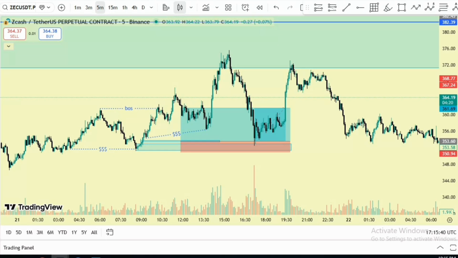So in the next video I will use the same steps, the same strategy on a live trade.